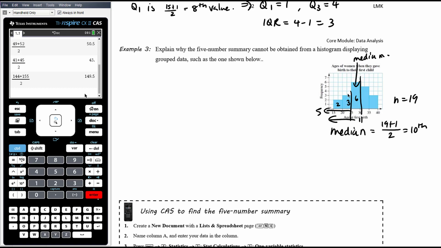Okay, so we can establish in which interval each of the 5-number summary lies.